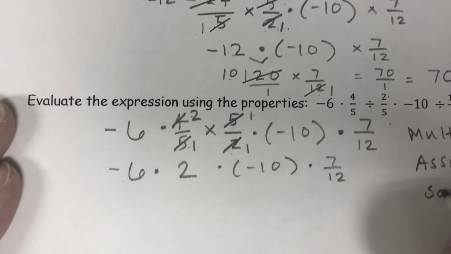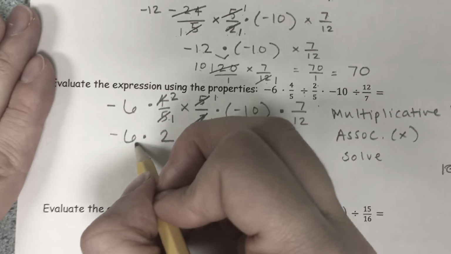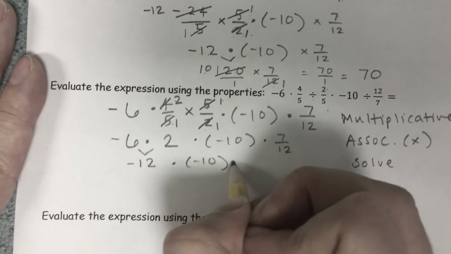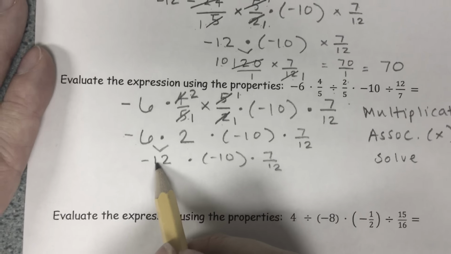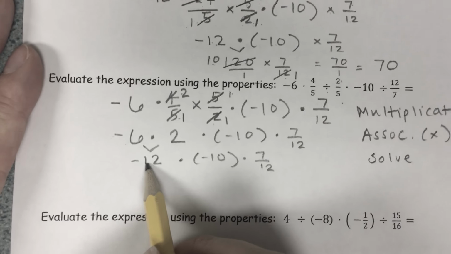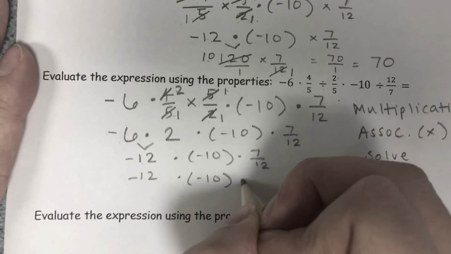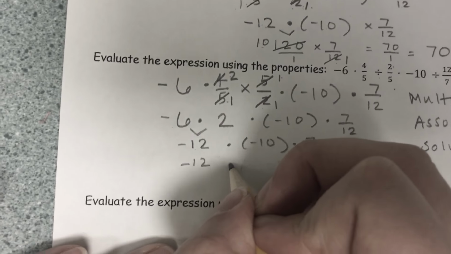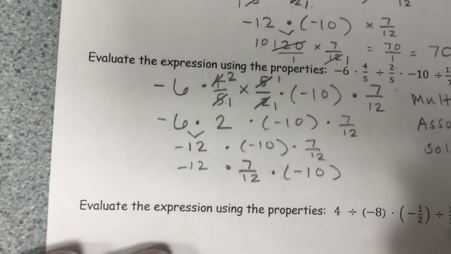Well, that's just using order of operations, which is just solving. So my step here is solve. Negative 6 times 2 is a negative 12 times negative 10 times 7/12. Well, I'm going to put my 7/12 over here by my negative 12 so I can cancel out the 12s. Oops, and then I forgot to do it. All right, negative 12 times 7 over 12 times a negative 10.